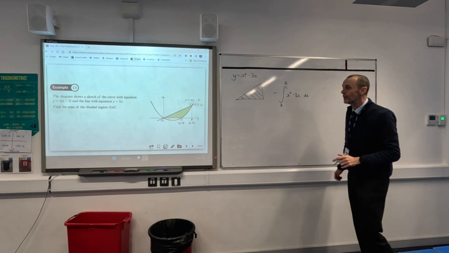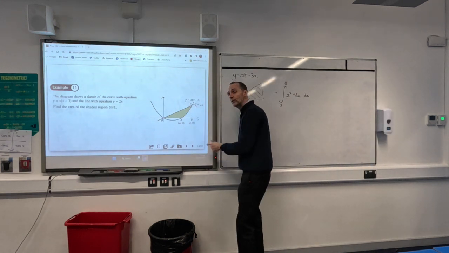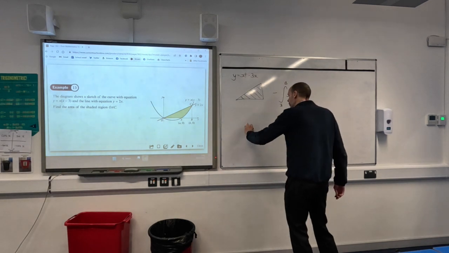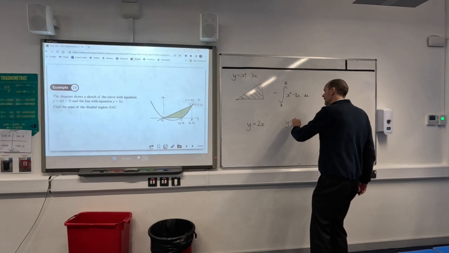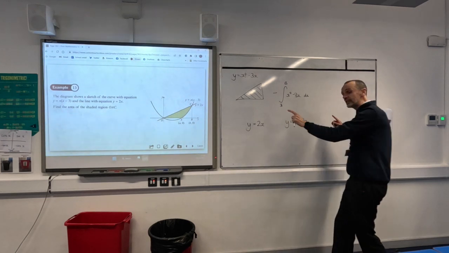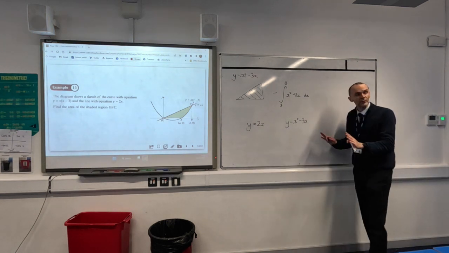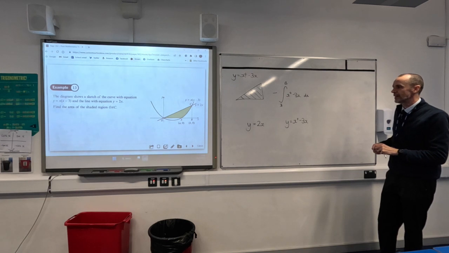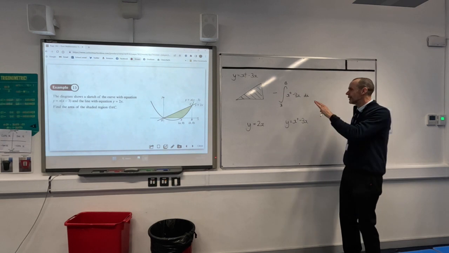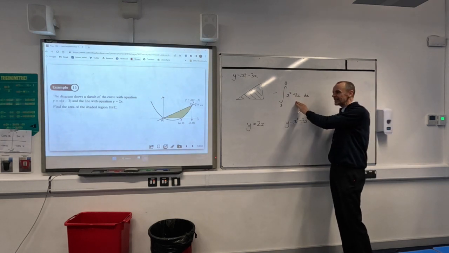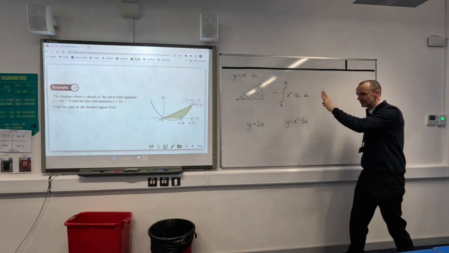What I don't know is where this value here is, although I note it's where the two lines cross. So it's where y equals 2x intersects with y equals x squared minus 3x. That's a simultaneous equation problem, isn't it? Asking when does that equal that? They're both written as y equals. So go on, have a go. See if you can get somewhere with this. I mean, ironically, this is probably the easiest bit because we know so little about the triangle. But yeah, have a go.